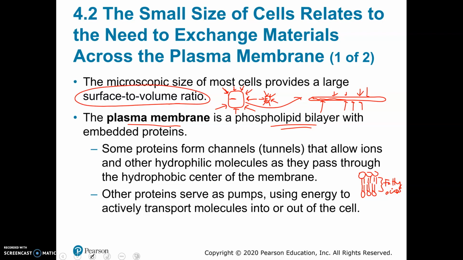Now, why do I tell you that? Because anytime you want to get something in and out of the cell that's hydrophilic, that likes water, it is not going to be able to go through the lipid bilayer. It's going to be repelled by this whole center lipid portion. Well, then how do we get sugar in our cells? How do we get ions, like our electrolytes, in and out of our cells? And the answer is proteins.